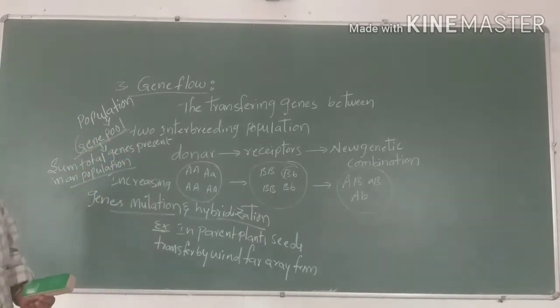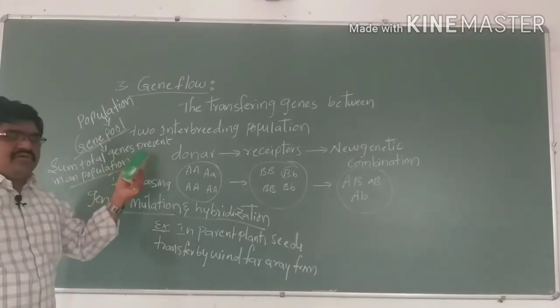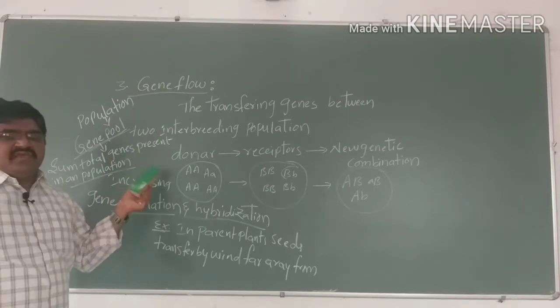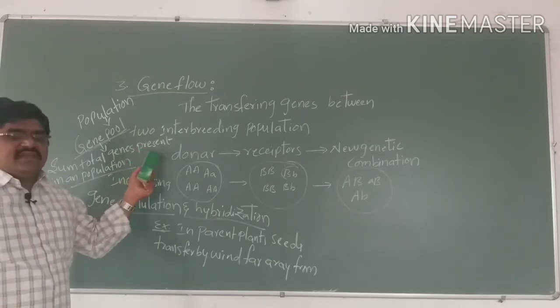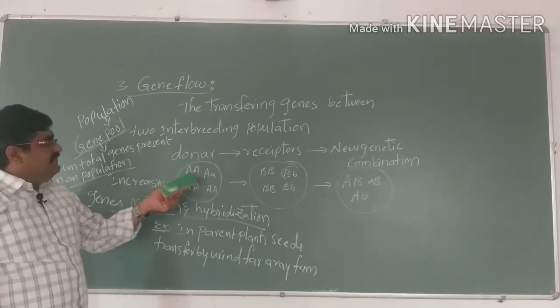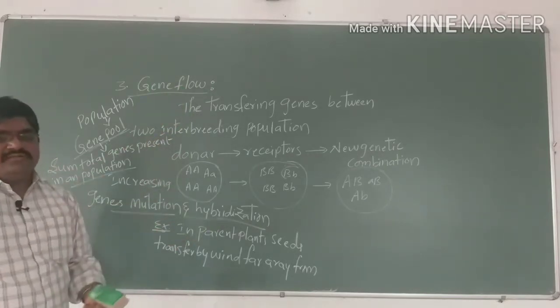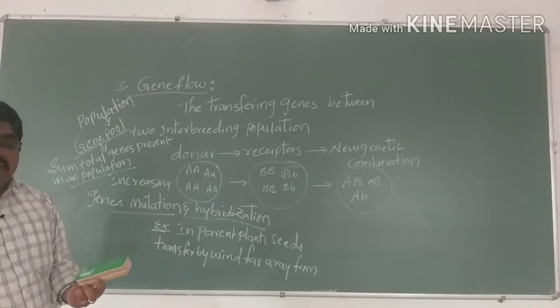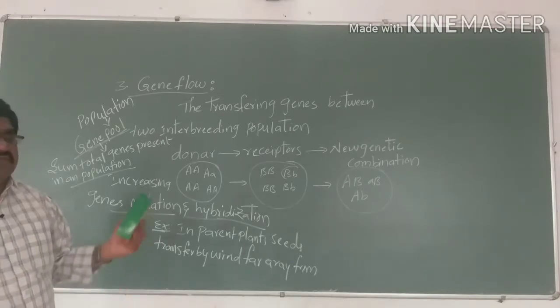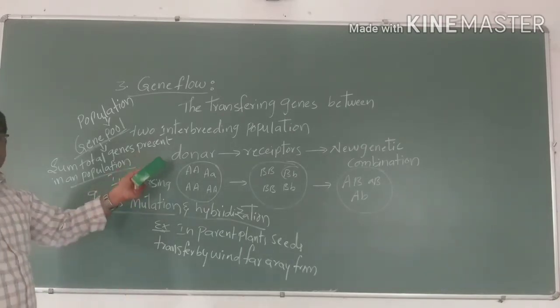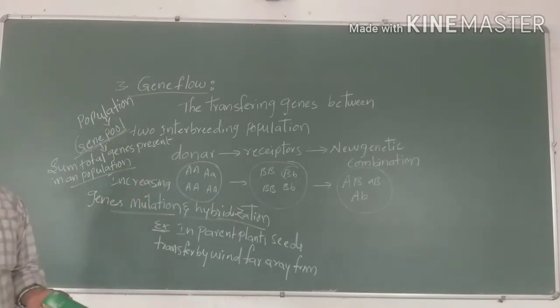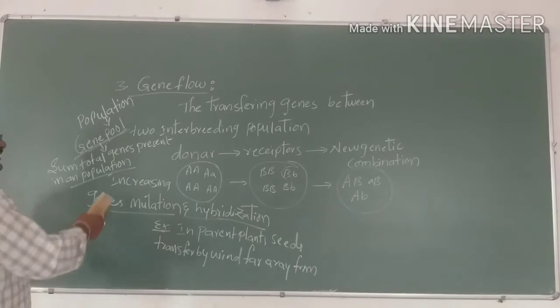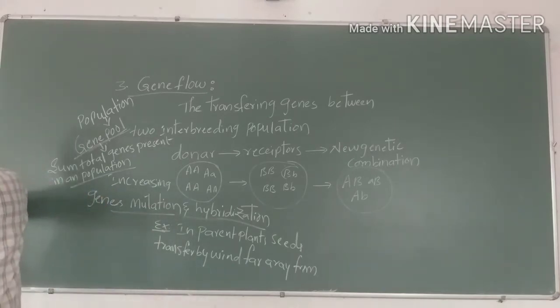That gene pool is mainly present due to the alleles present on the same locus. These are related to gene flow as well as gene frequency. Next, the fourth one is genetic drift.